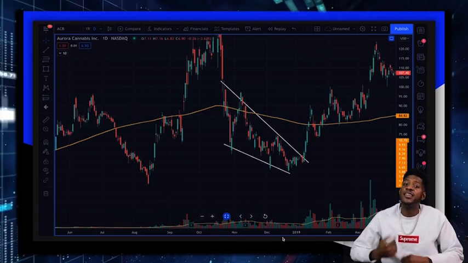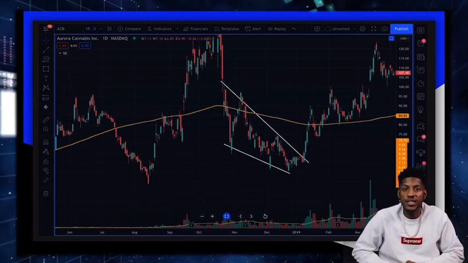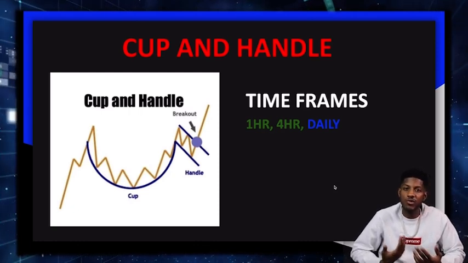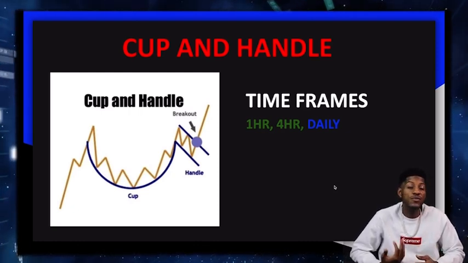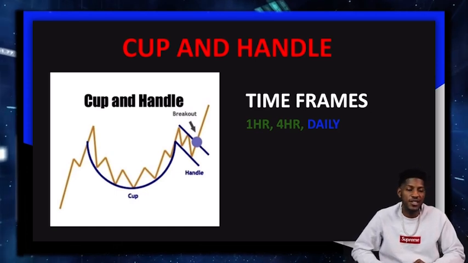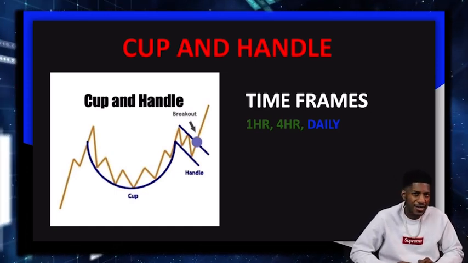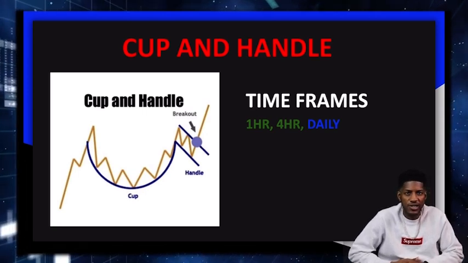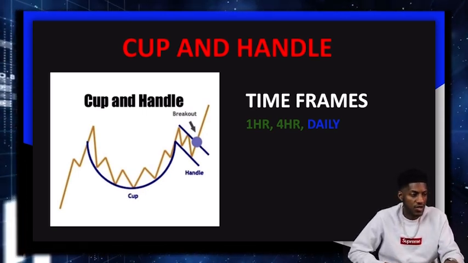Now, cup and handle patterns. This will be one of the most high probability patterns you'll see, but they're very rare to find. You really won't find these. You will find them on a 5-minute time frame sometimes. Lower time frames, they're the most common, but they're very hard to find on daily time frames.